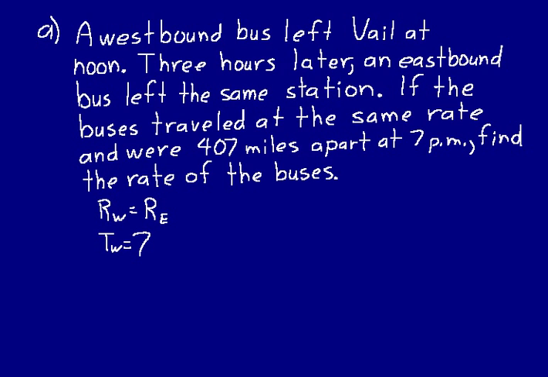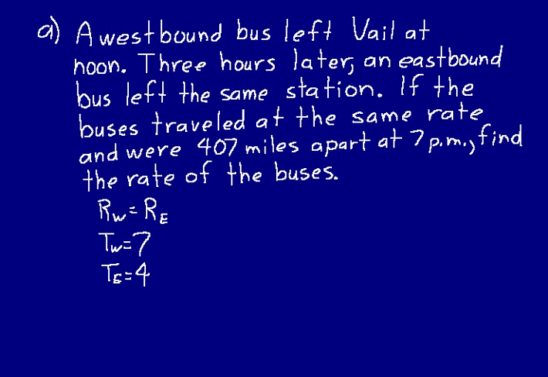And then the eastbound bus, it left 3 hours later than that. So it basically left at 3 p.m. At 7 p.m., it's 407 miles from the westbound bus. It had been traveling for 4 hours. So we'll say T subscript E is equal to 4. We have 3 equations there and 4 unknown values. So we need one more equation and we'll be able to find the rate of the buses.